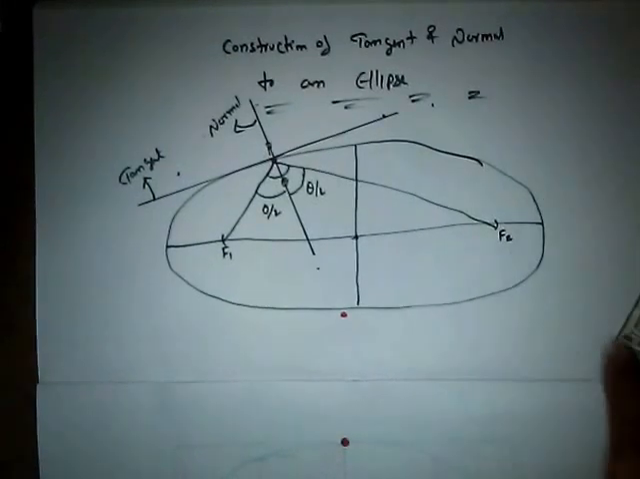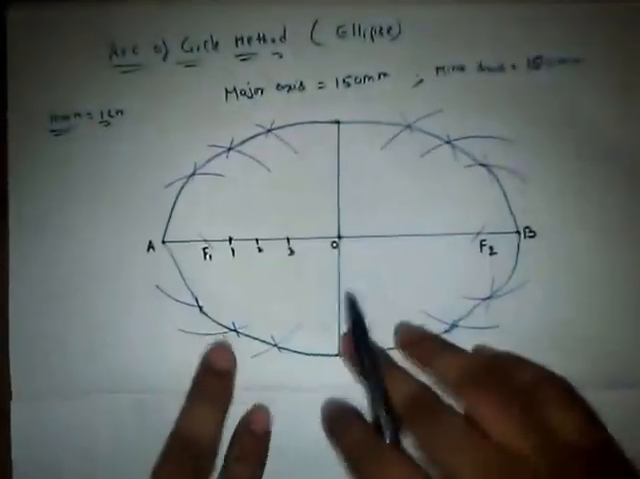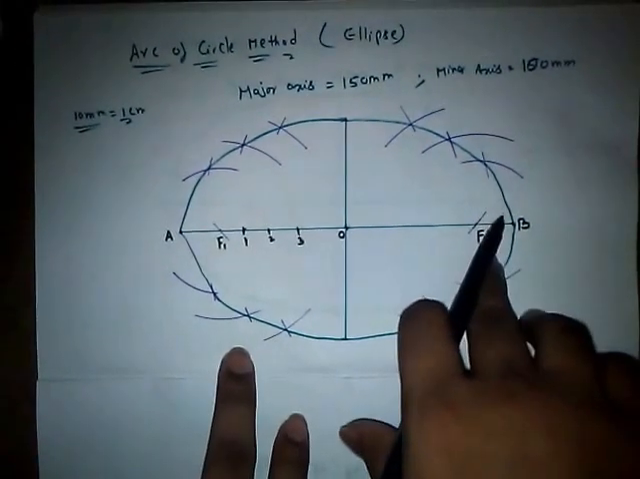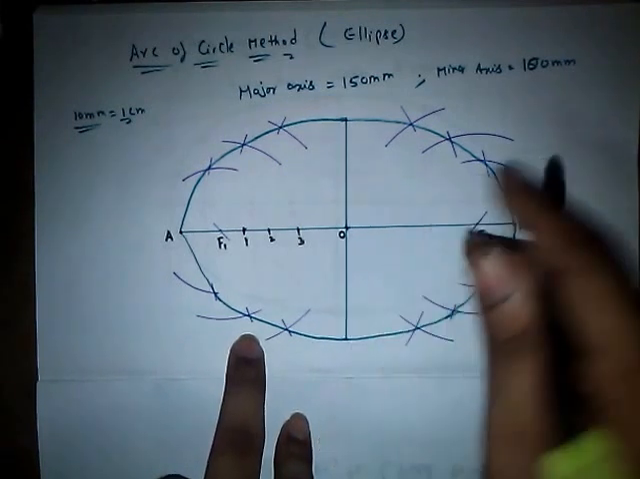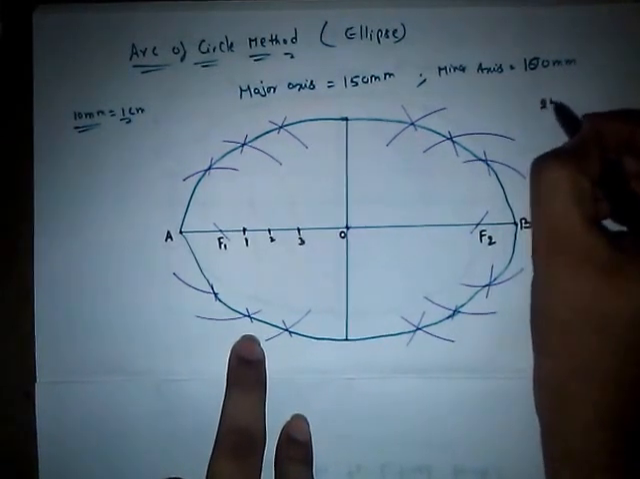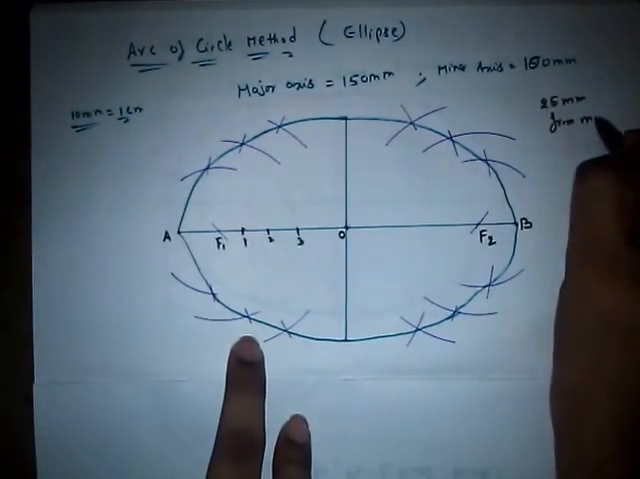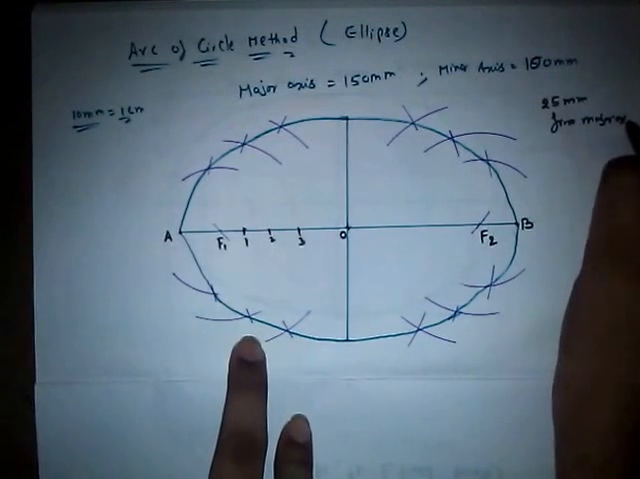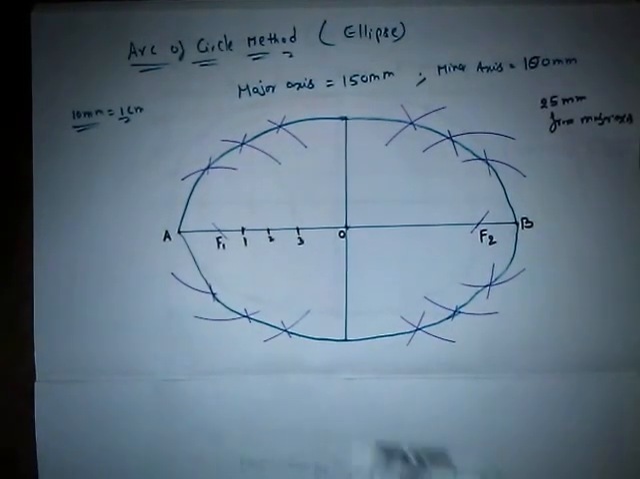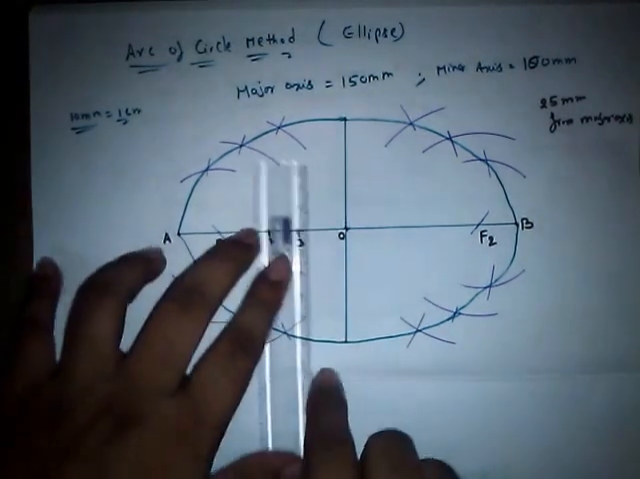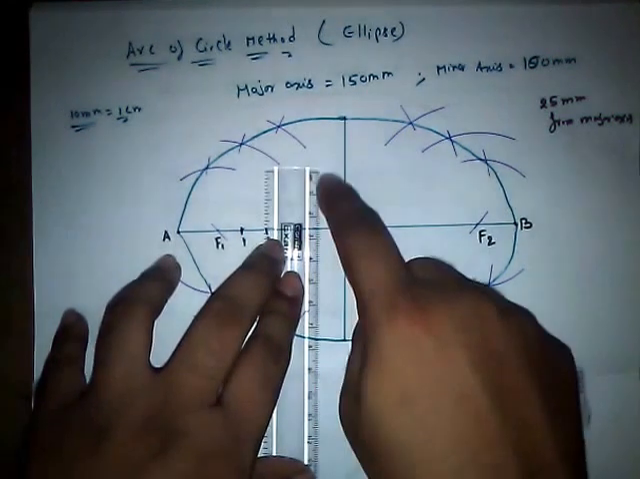As per the previous question, we had to draw a normal and a tangent to this curve, at a distance of 25 mm from the major axis. So from 25 mm from the major axis we need to keep a point on the curve, then we can draw the tangent. This is going to be 25 mm, so 2.5 centimeters.